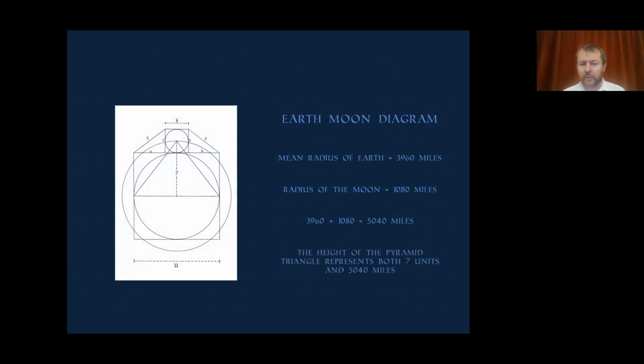Now, what we're going to see with another part of what Jean-Michel shows with this diagram is that there's a very direct relationship between the number 7 and the number 5,040, which both are used to represent the height of the pyramid triangle.